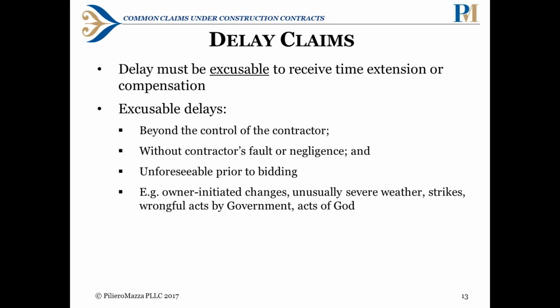So the first kind of delay here is an excusable delay, and that gets you a time extension or compensation depending on, once again, fault. Compensation really depends on fault. So excusable delays occur when it's beyond the control of the contractor, without the contractor's fault or negligence. It's unforeseen prior to bidding. So some examples here are owner-initiated changes, unusually severe weather, strikes, wrongful acts by government, acts of God, like I've dealt with fires and floods for different situations.